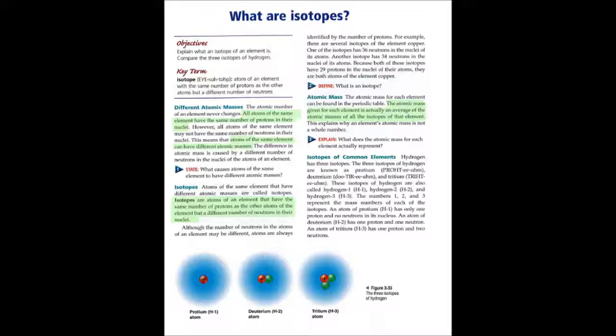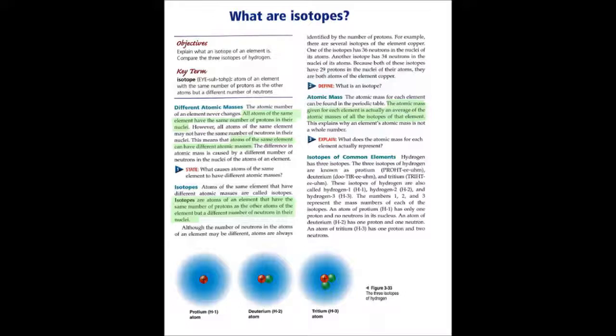All elements have 2 or more isotopes. Carbon-12 and carbon-14 are 2 isotopes of the element carbon. These isotopes are also written as C12 and C14. Boron-10, B10, and boron-11, B11, are isotopes of the element boron. 2 important isotopes of uranium are uranium-235, U-235, and uranium-238, U-238. 4. List. What are the 3 isotopes of hydrogen called?